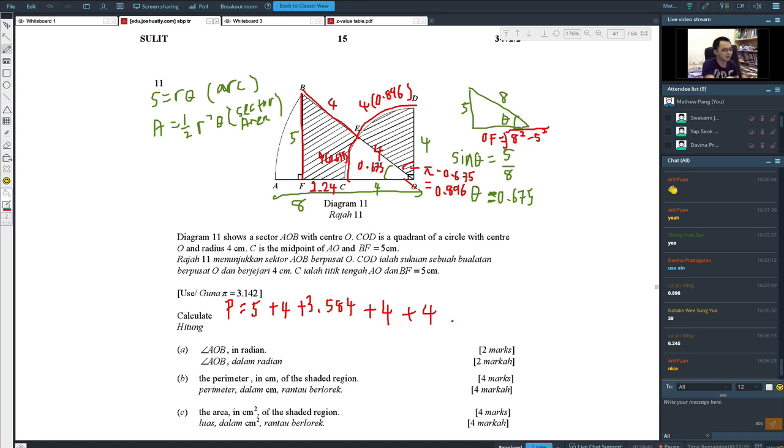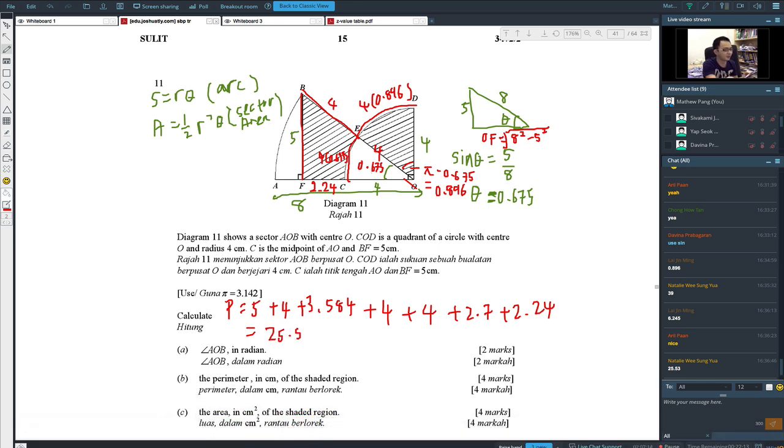Just like this, so use a calculator. 5 plus 4 plus 3.584 plus 4 plus 4 plus 2.7 plus 2.24. It's 25.524 according to my calculation, but I think 25.53 should be alright.